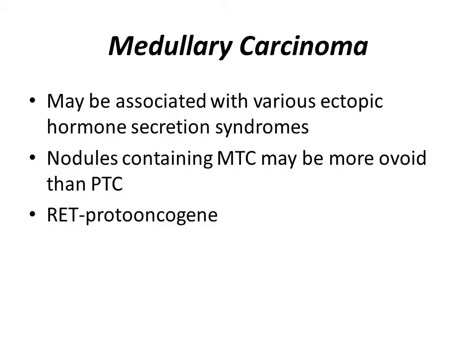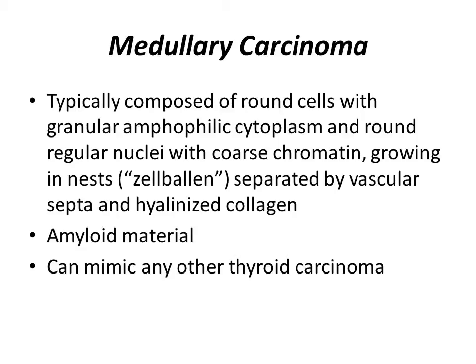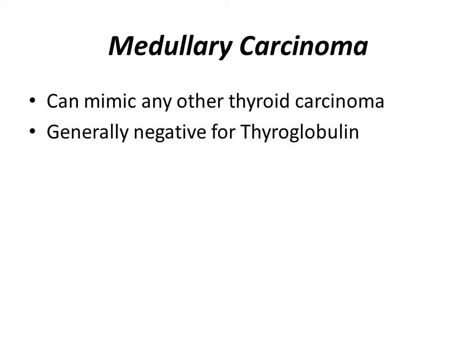There's also expression of the RET proto-oncogene. Typically, these tumors are composed of round cells with granular amphophilic cytoplasm and round regular nuclei with coarse chromatin, growing in nests or cell balls, separated by delicate vascular septa and hyalinized collagen. It's also common to see amyloid material, which you can easily highlight with Congo red stain, and these tumors can mimic any other type of thyroid carcinoma. Generally, these tumors are negative for thyroglobulin.